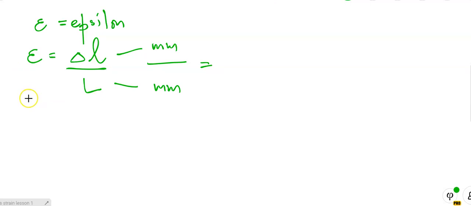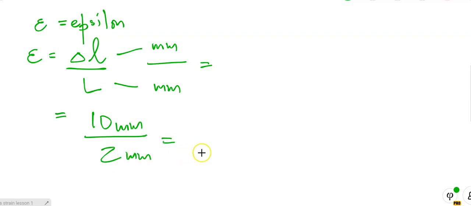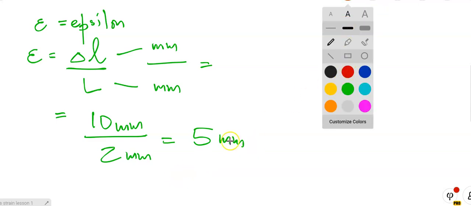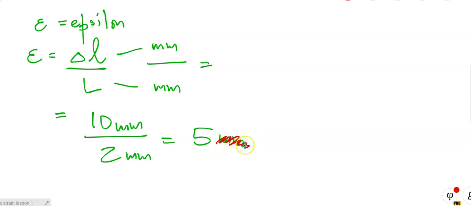Be very careful. If I take 10 millimeters, for example, and I divide it by 2 millimeters, what answer do I get? What's 10 divided by 2? It's 5. Is 10 millimeters divided by 2 millimeters 5 millimeters? No, it is not 5 millimeters. You need to get it right, people. It is just the number 5.